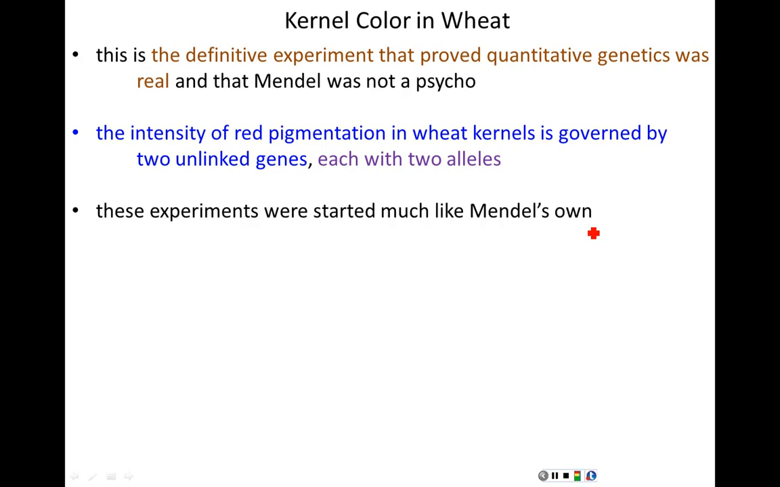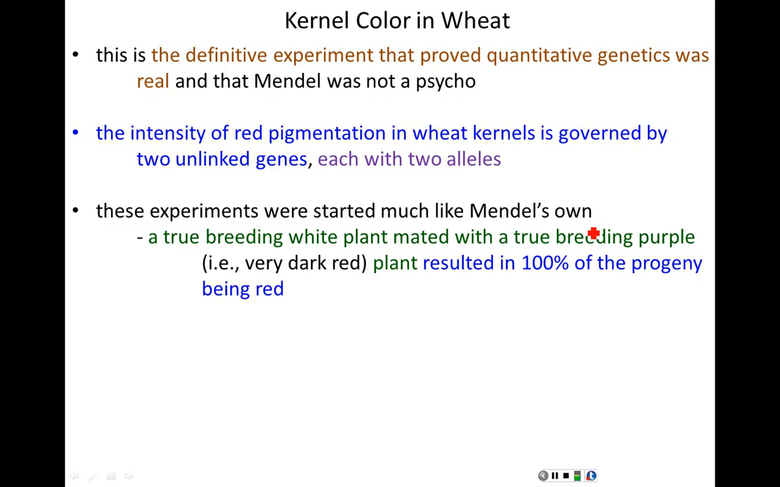And these experiments were started very much like Mendel's own experiments. A true breeding, white kerneled plant was mated with a true breeding purple, or in other words, very, very dark red kerneled plant, and 100% of the progeny were red. So a trait that was in between the two. Not quite white, not quite purple, but red.